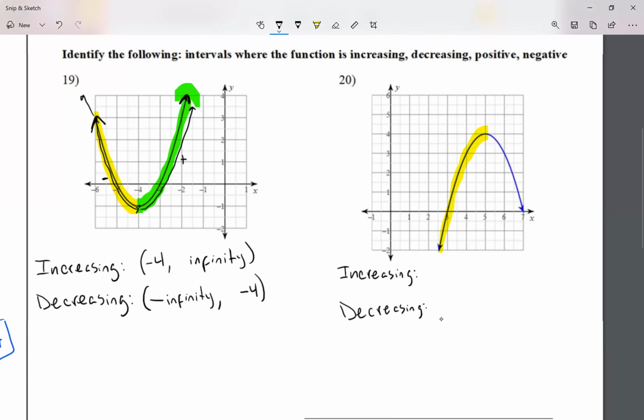How far left did it go? Well, I don't know because it says here it goes forever. So how far left did it go? It went on forever. So increasing, remember I'm looking at increasing because my graph was going up.